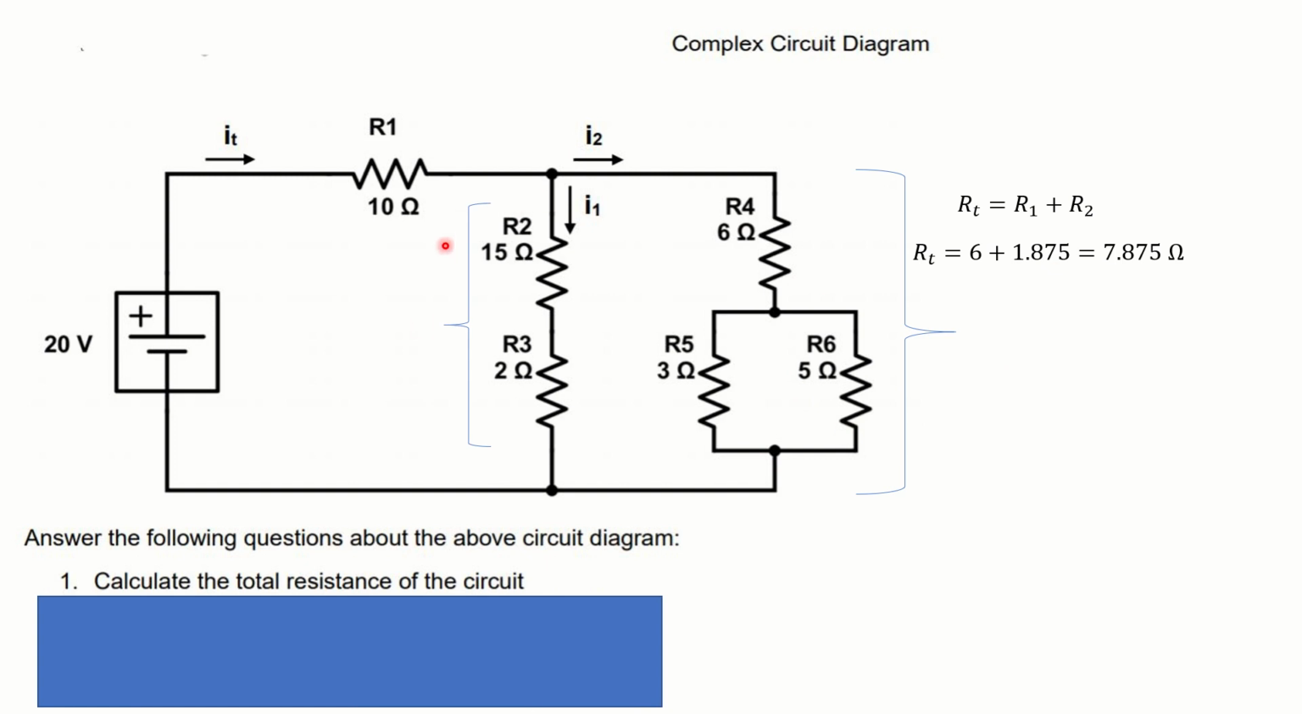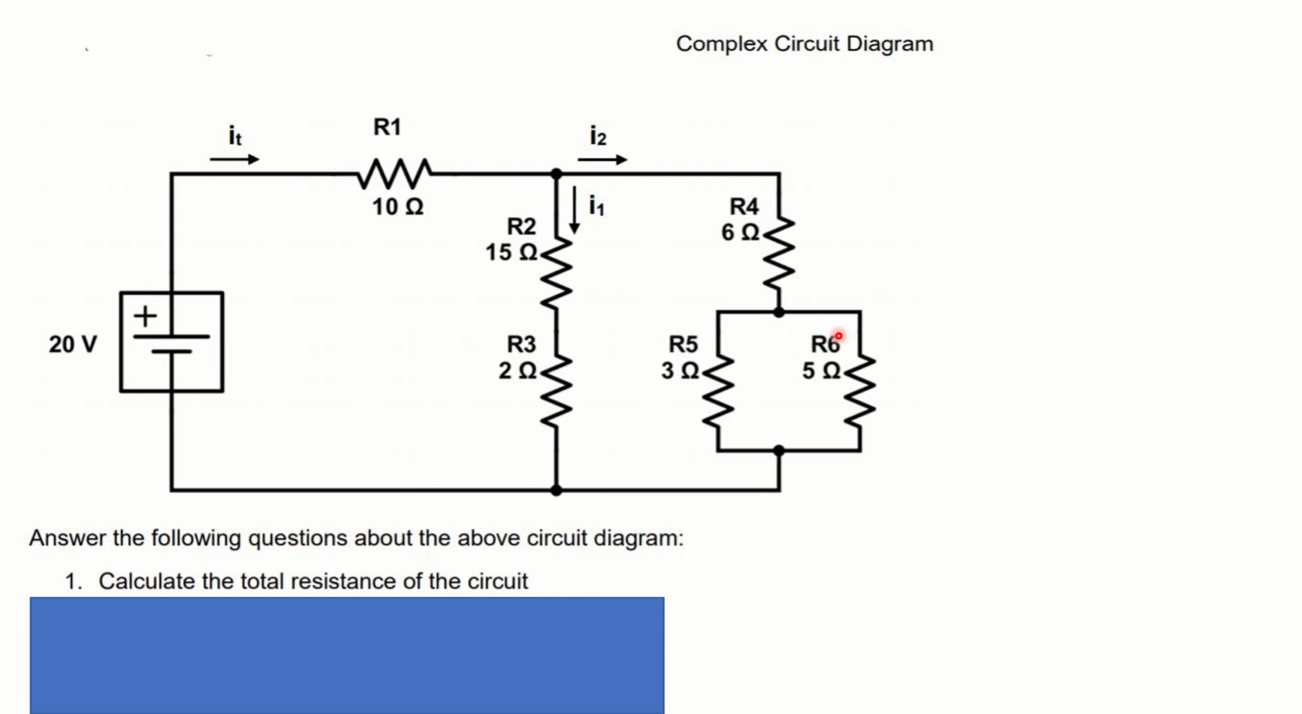Then we've got over here this other section here, R2 and R3. These are also in series. Our rule for resistances in series is, again, just add them up. So 15 plus 2 equals 17. So now we know this is 17 and this is 7.875.